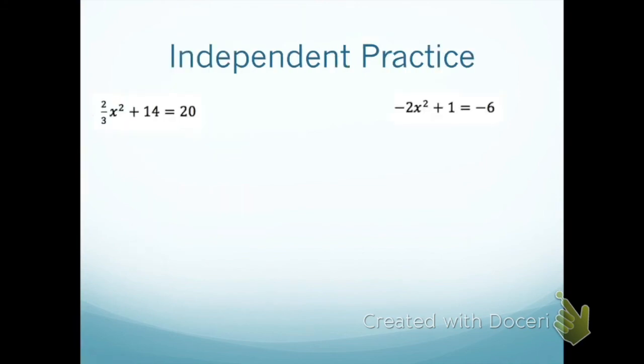Now we're going to do the independent practice part of the notes. So what I want you to do here is pause your video and work out the 3 problems for independent practice, and then restart your video and check your answers with me and listen to me explain the problem if you didn't get the right answer.